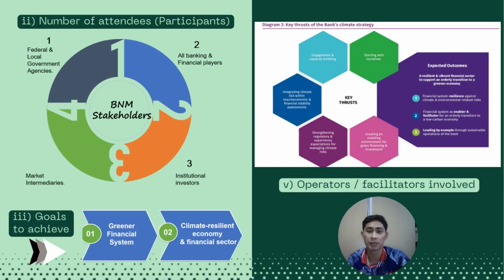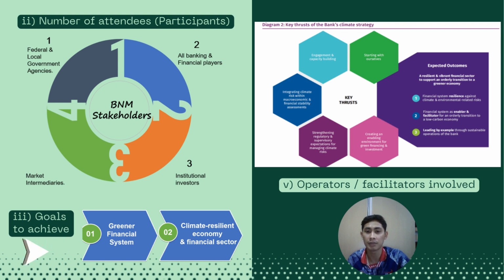2. Number of attendees participants. Number 1, federal and local government agencies. Number 2, all banking and financial players. Number 3, institutional investors. Number 4, market intermediaries. 3. Goals to achieve. Number 1, greener financial system. Number 2, climate resilient economy and financial sector.